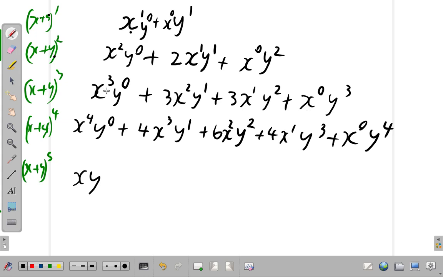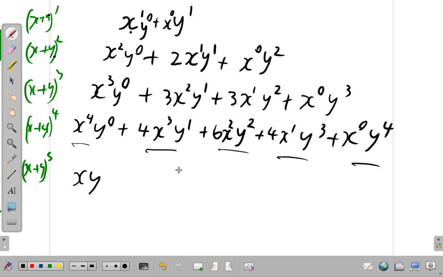Right? You have the x to the 3, y to the 0, that's 1. You have the 3x squared y to the 1, that's 2. The third is this one, the 3x to the 1, y to the 2, and the fourth is x to the 0, y to the 3. Then when you have x plus y to the 4, how many pairs of xy's do you have? You have 1, 2, 3, 4, 5 pairs of xy.